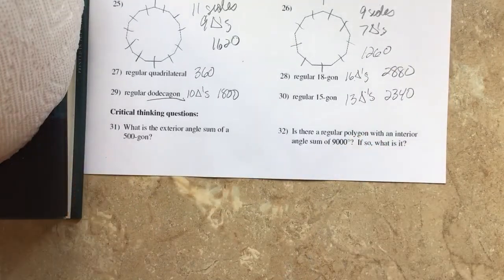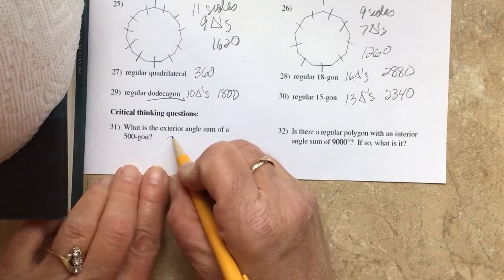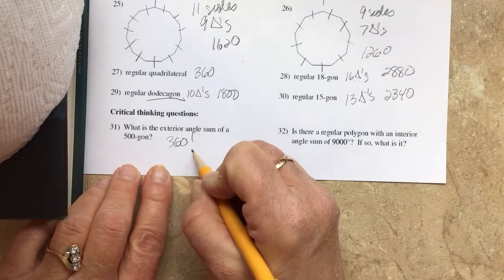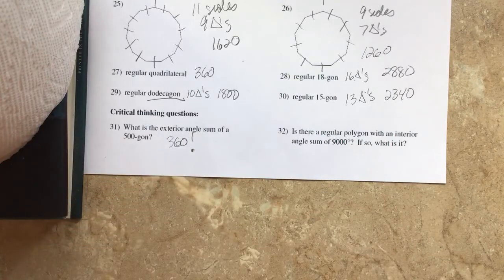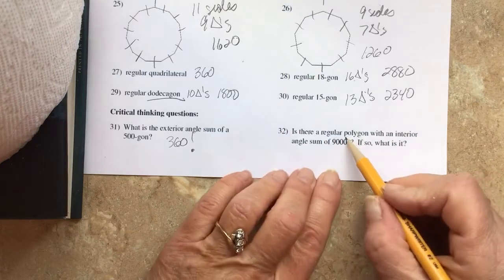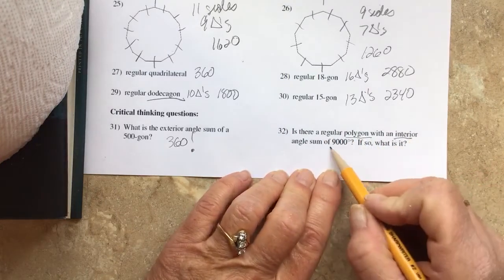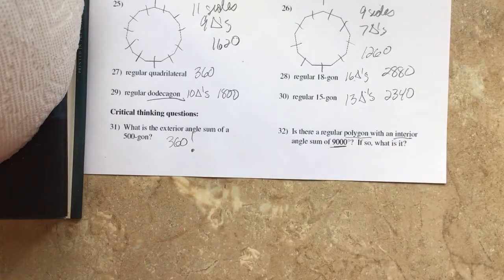Okay. Now the last one, the last two actually are critical thinking questions. What is the exterior angle sum of a 500-agon? Well, what do we know about the sum of the exteriors? Always 360, so that was really easy. They love this question on the Regents, so you have to be careful with that one. Is there a regular polygon with an interior angle sum of 9,000? If so, what is it?